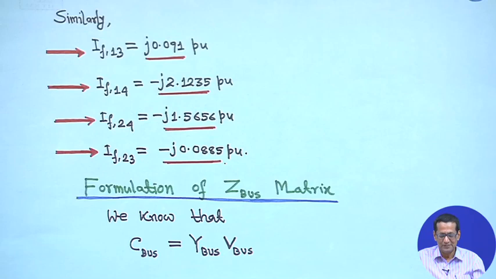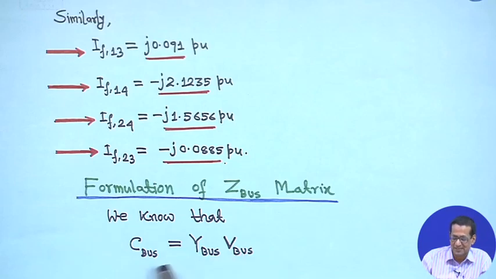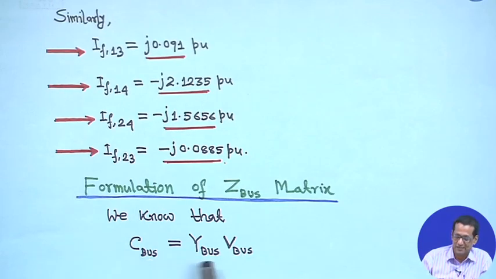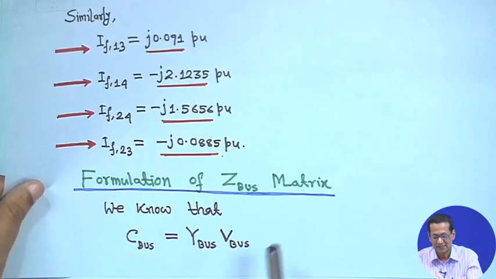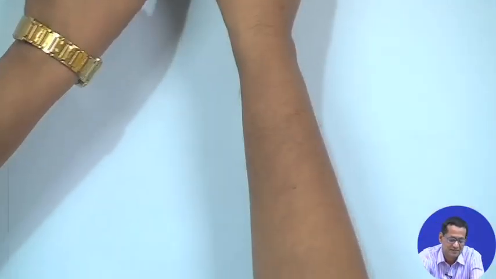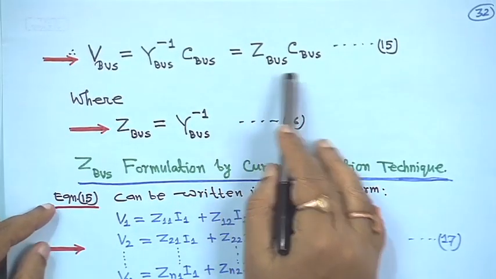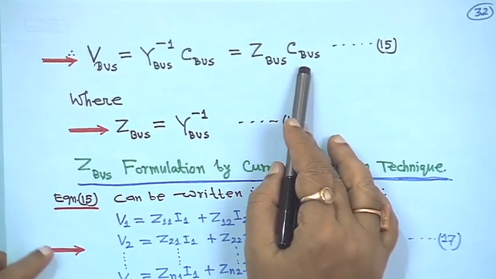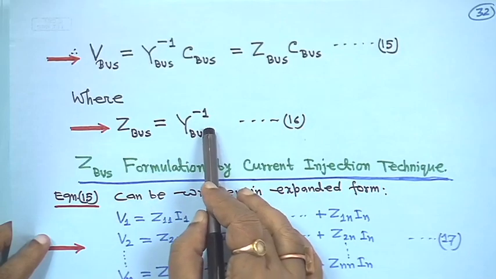Now, formulation of the Z bus matrix. Basically, C bus is equal to Y bus V bus, where C stands for current. Then V bus is equal to Y bus inverse C bus, that is, V is equal to Z bus I bus. Actually, instead of I bus I am taking C bus. So, this is equation 15, where Z bus is equal to Y bus inverse.